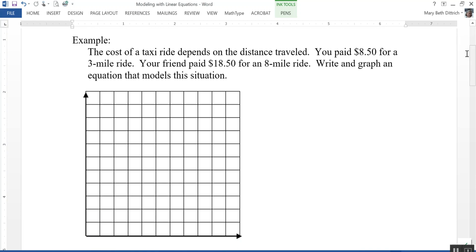The first says, the cost of a taxi ride depends on the distance traveled. You paid $8.50 for a 3-mile ride. Your friend paid $18.50 for an 8-mile ride. Write and graph an equation that models this situation.